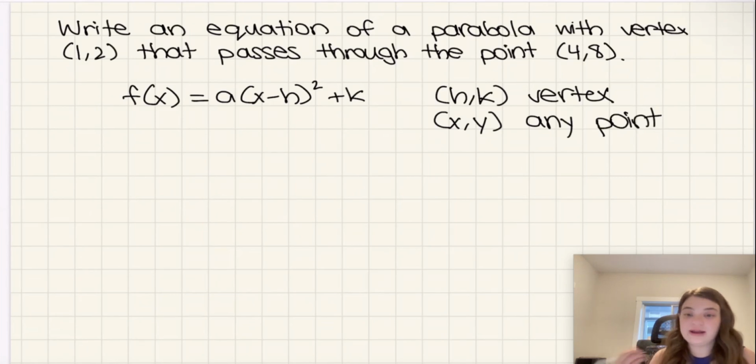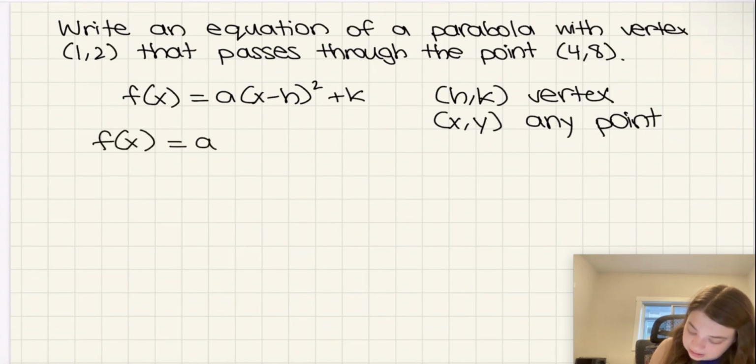So we could right now plug in h and k, right? We could plug in 1 and 2 for h and k because it was stated in the question that the vertex is (1, 2). So therefore our next line would be that f(x) = a(x - 1)² + 2.